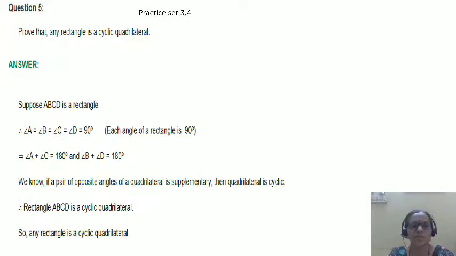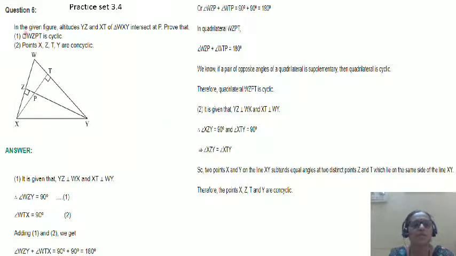Do it by yourself. Question number 6. In the given figure, altitudes YZ and XT intersect at point P. Prove that quadrilateral WZPT is cyclic and points X, Z, T, Y are concyclic. Prove this.